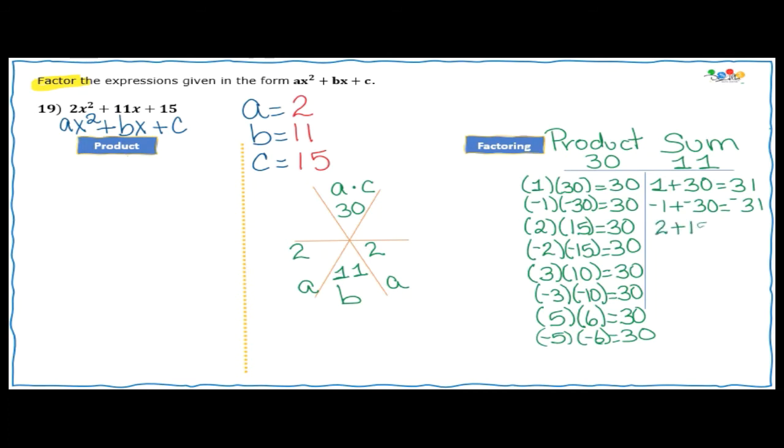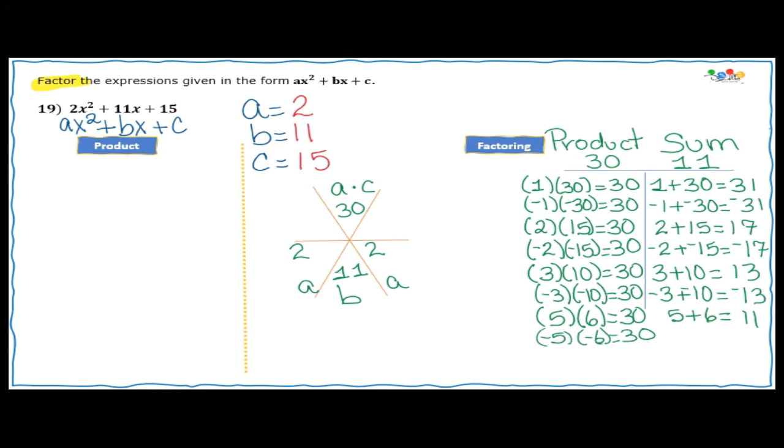2 plus 15 gives me a 17. So that's not what I need. Let's move on. Negative 2 plus a negative 15 gives me a negative 17. Not quite yet, right? What about the next one? 3 plus 10, what do I get? 13, right? What about negative 3 plus a negative 10? I think you're getting the idea, right? It is a negative 13. So I'm not there yet. What about the next one? 5 plus 6 gives me a what?